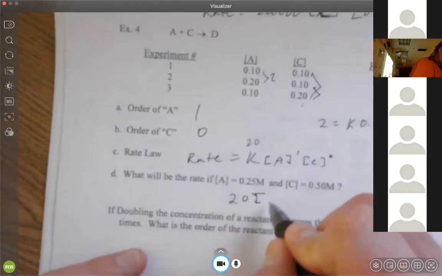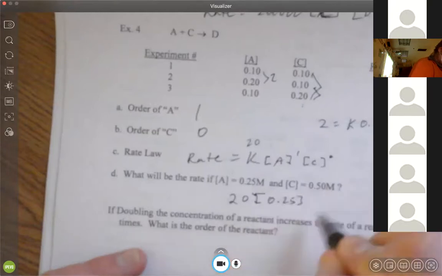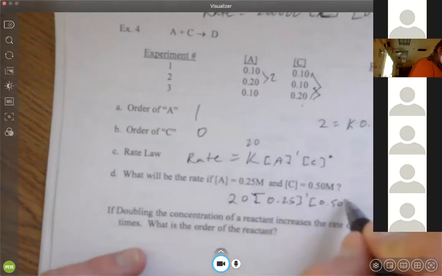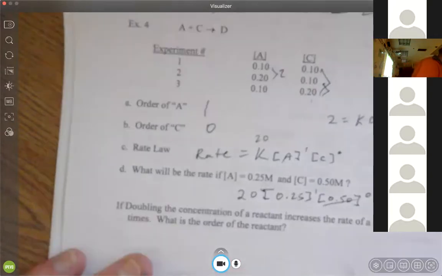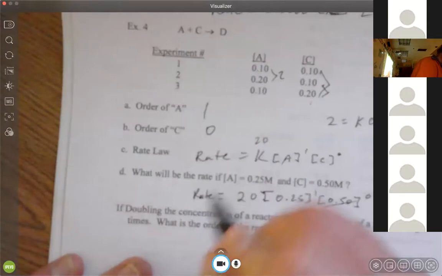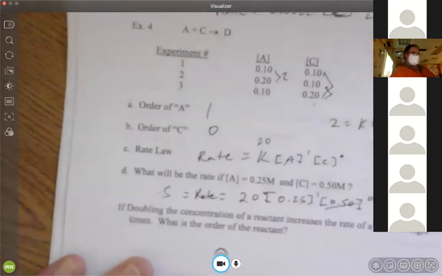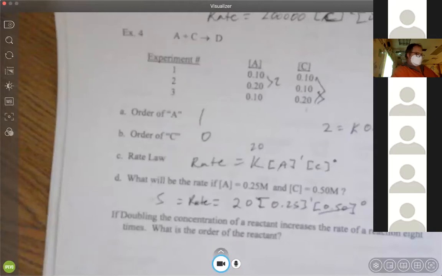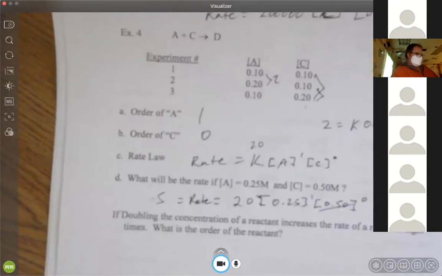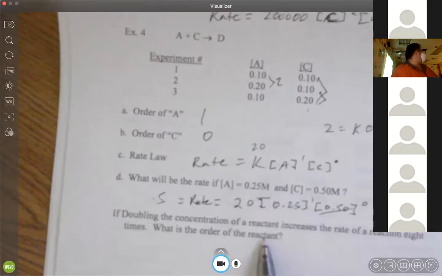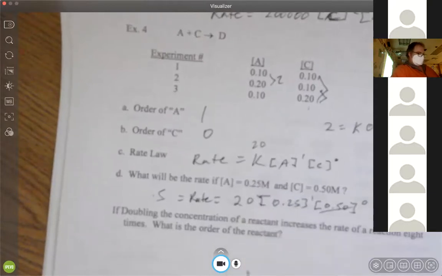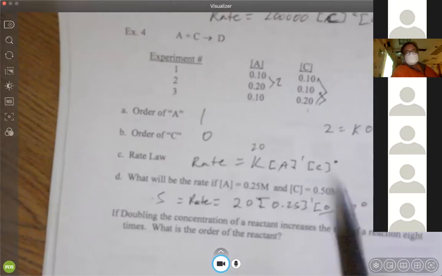So we get 20 times 0.25 to the first times 0.50 to the 0, which is 1. 20 times 0.25, the answer is 5. The rate equals 5. That would be 5 molarity per second. K's units change, so a lot of times we don't bother with them in first year chemistry. K units are different depending on the orders of things.